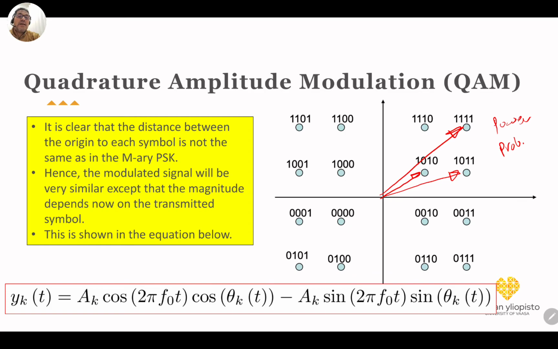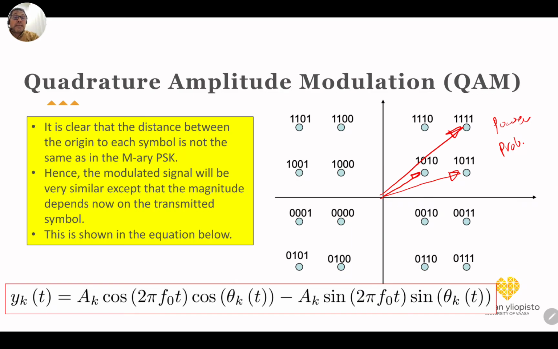Here we can see it is 16 QAM, where we can send 4 bits per symbol, as you can see. So each symbol carries 4 bits.